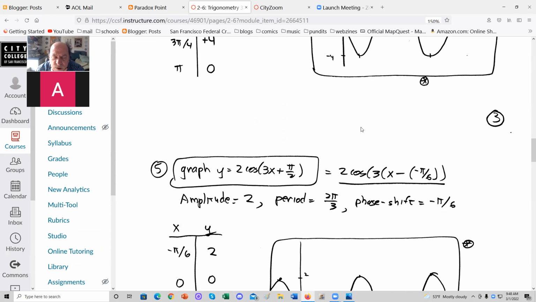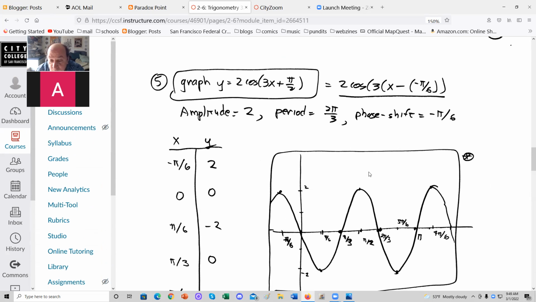Here we have y equals 2 cosine of 3x plus pi over 2. Now, I'll write it by pulling out a factor of 3 from these two terms inside: 2 cosine of 3 times x minus negative pi over 6. So you have an amplitude of 2, a period of 2 pi over this 3, and a phase shift of negative pi over 6.